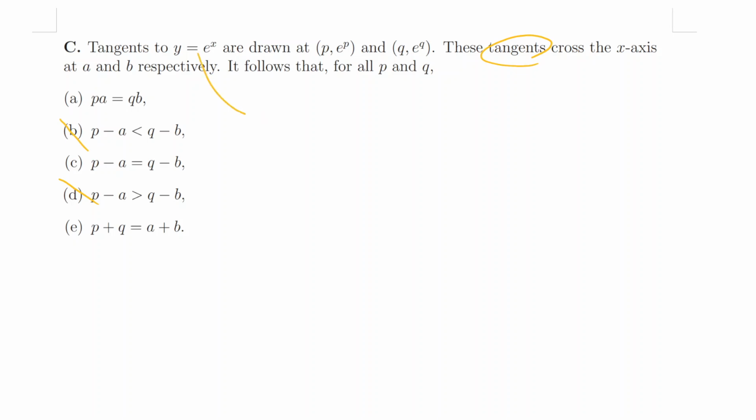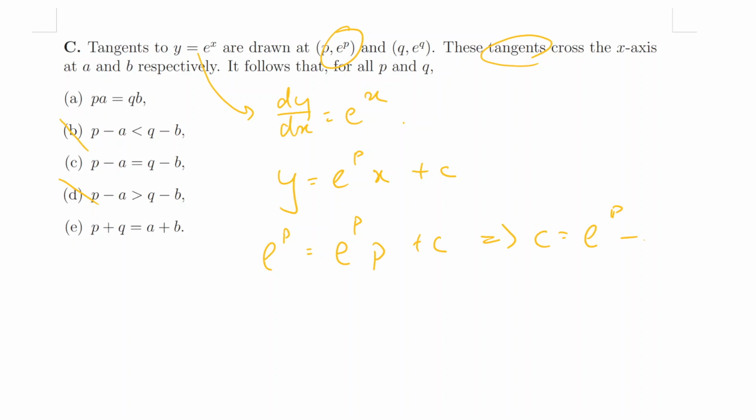How do I differentiate e to the x? Of course it goes to e to the x as well. So dy/dx is e to the x. So where's my first tangent? Let's use the point P first. So y equals e to the p times x plus c. Jam in the point: e to the p equals e to the p times p plus c, which means that c equals e to the p minus p e to the p. I just moved the p in front because it looks nicer for me.